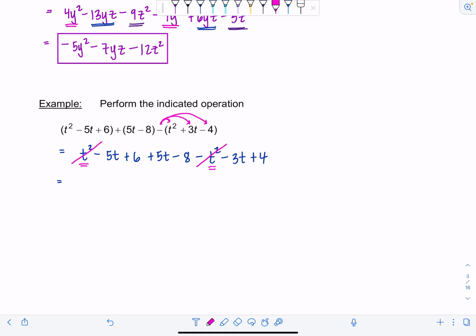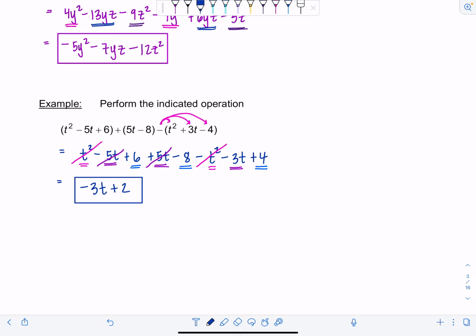Next, let's look for degree 1 terms. So we've got negative 5t plus 5t minus 3t. You guys, the negative 5t and the 5t cancel, right? Boop, boop. So that means we just have negative 3t. And then now it's time for the constants. So we've got 6, negative 8, and 4. So 6 minus 8, that's negative 2, plus 4, that's positive 2. And that is all we are left with. Okay, good job. So that concludes the lesson.